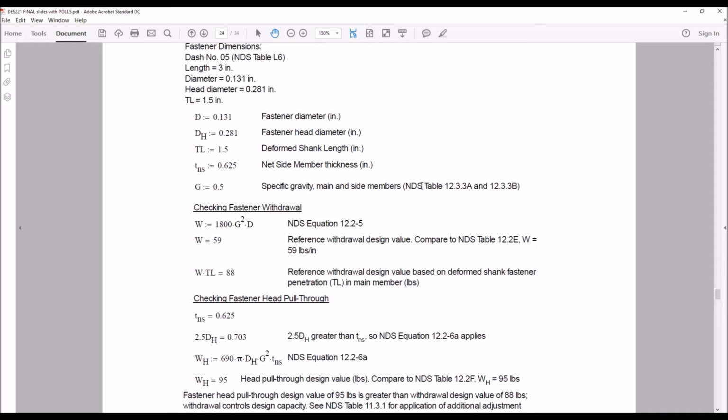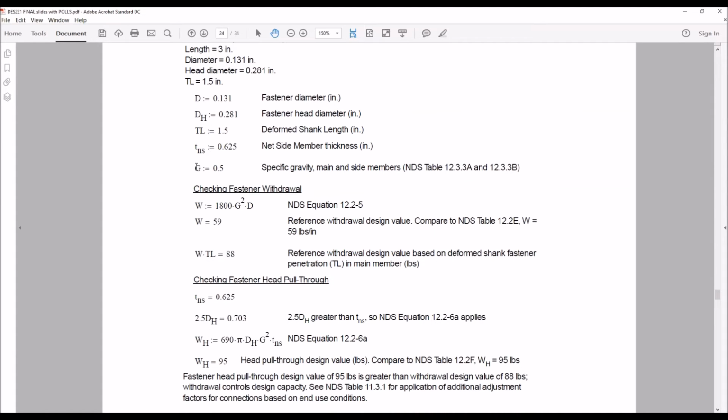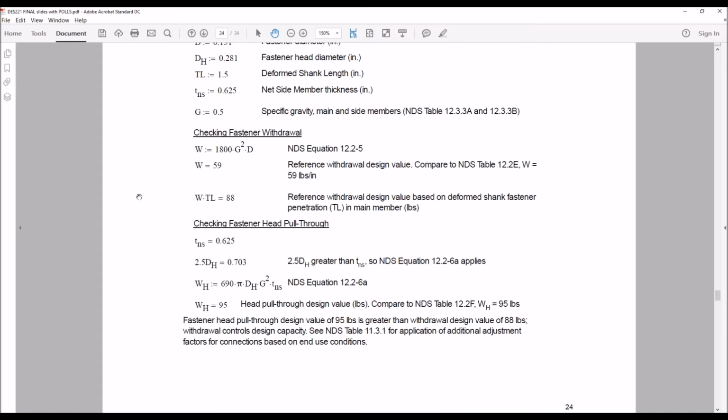Specific gravity was equal for the main and side members on this connection, so it's just equal to 0.5. And checking the fastener withdrawal, we see the NDS equation 12.2-5 is applicable for this one. It's based on the specific gravity of the main member. In this example, it worked out that they were both the same, but really you want to pay attention to this. This is the main member specific gravity, not the side member. So if they are different, you use the main member specific gravity. And then the D is simply the fastener diameter.